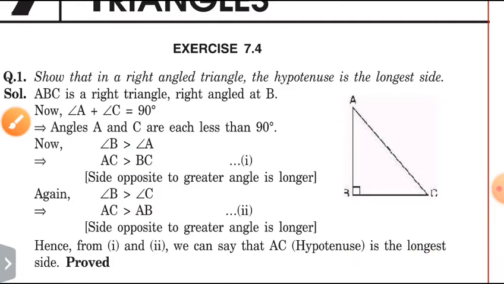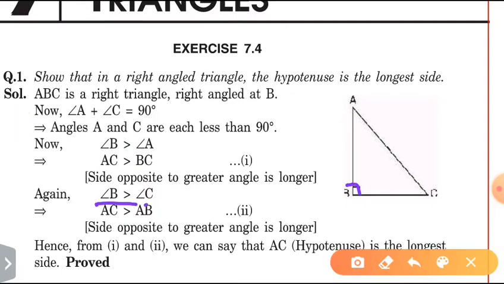Now move to the next part. You can see that angle B is greater than angle C. Similarly, like the previous one, in front of angle B there is the AC side. We have written AC. Similarly, in front of angle C, it's AB. So this is assumed as equation number 2.